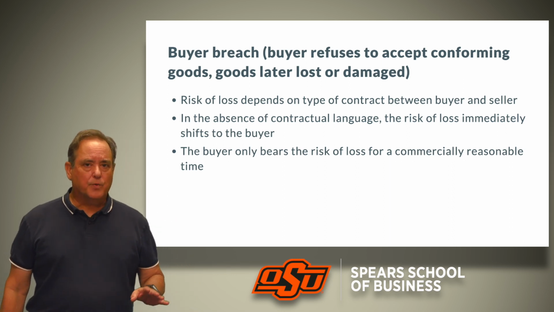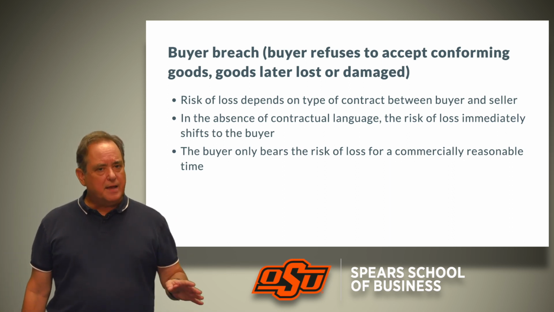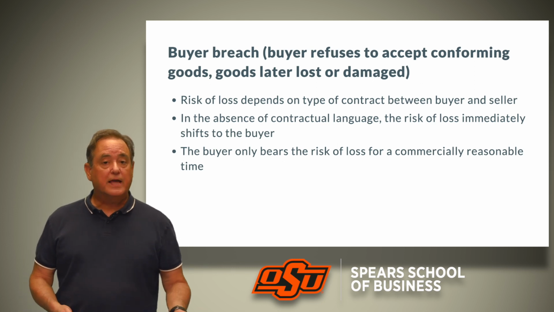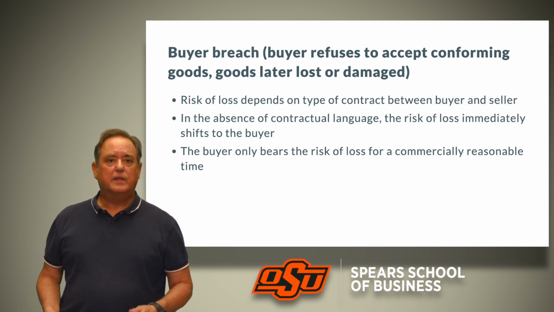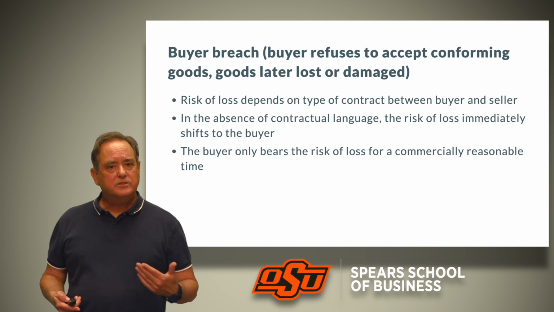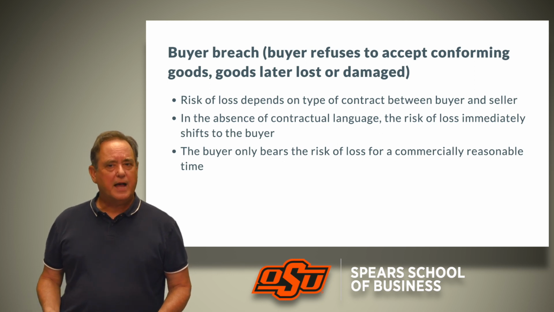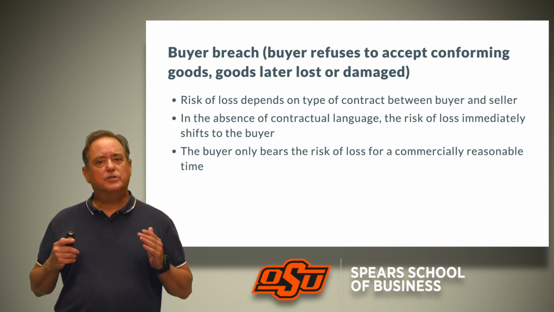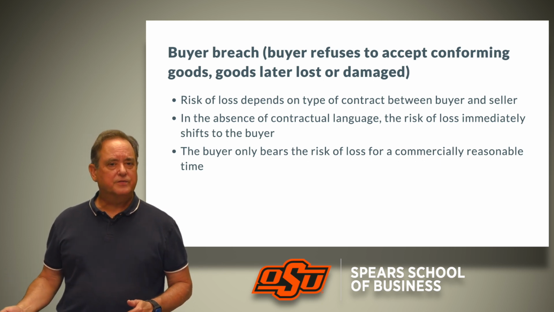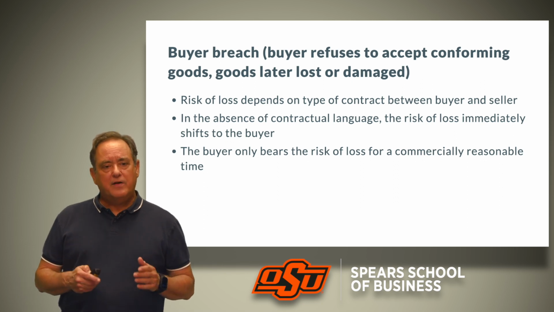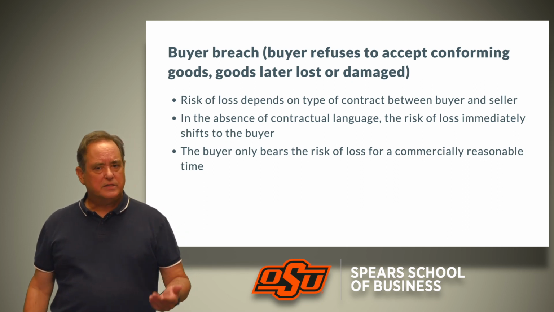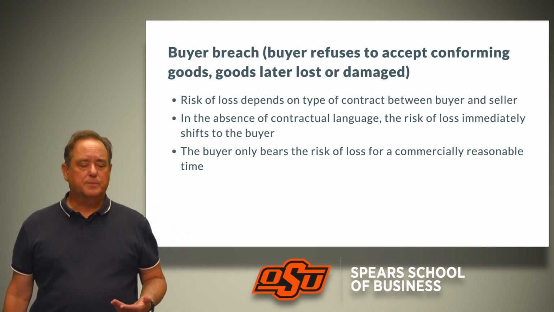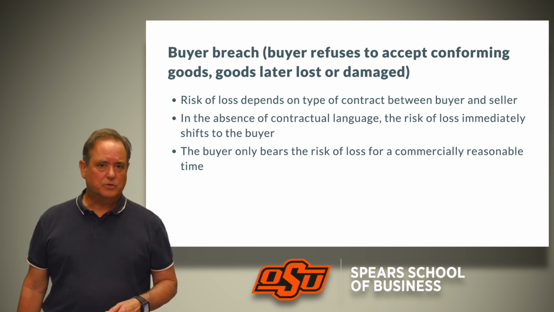What about buyer breach? Buyer refuses to accept conforming goods and then the goods are later lost or damaged. Well, again, we know risk of loss depends on the type of contract between the buyer and the seller. In the absence of contractual language, the risk of loss will immediately shift to the buyer. However, the buyer will only bear the risk of loss for a reasonable time, a commercially reasonable time.